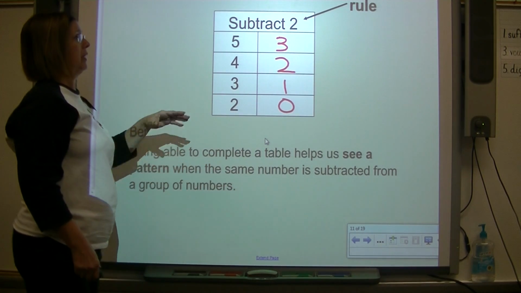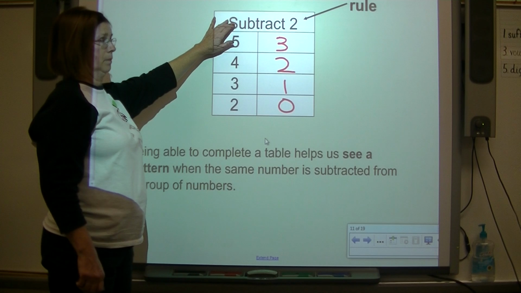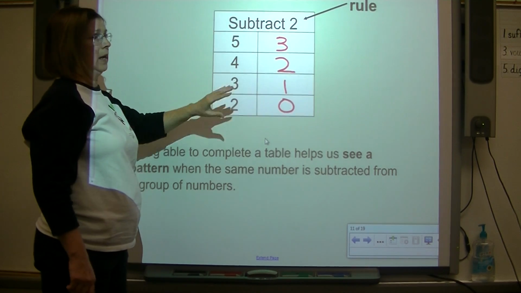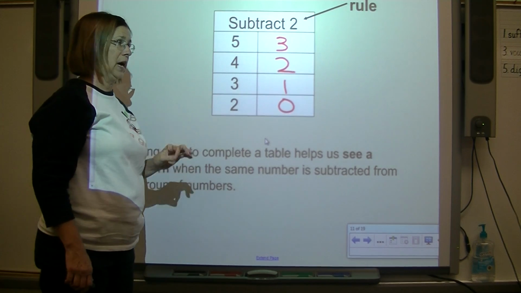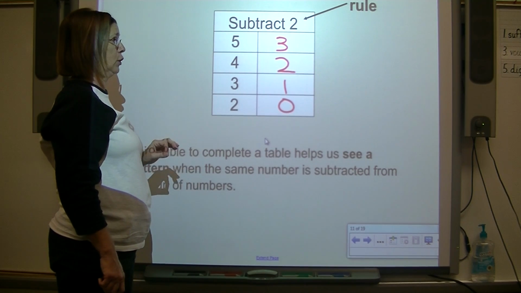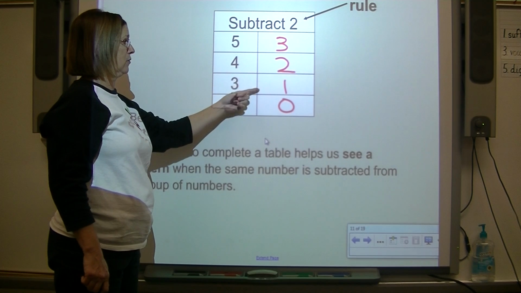So, being able to follow the rule and complete the table helps us see that there's a pattern when the same number is subtracted from a group of numbers. We subtracted 2 every time.